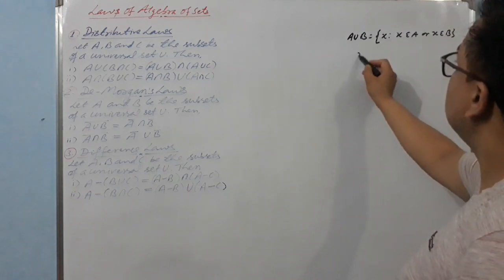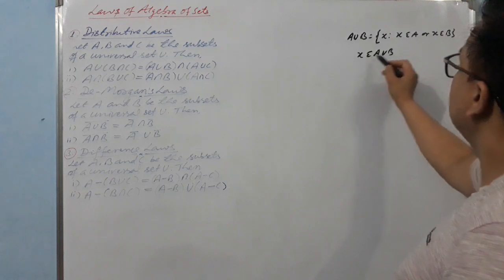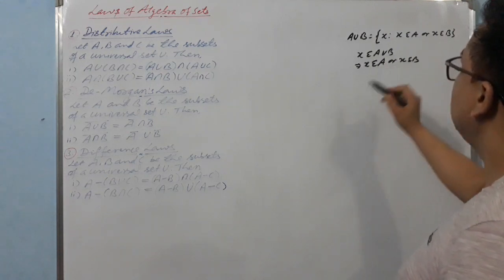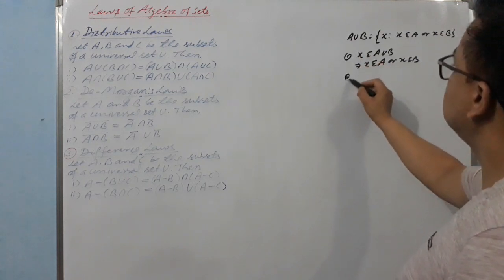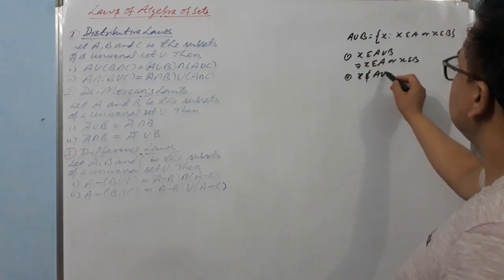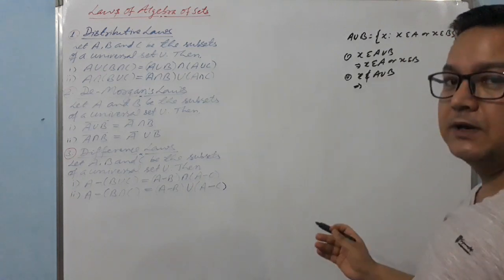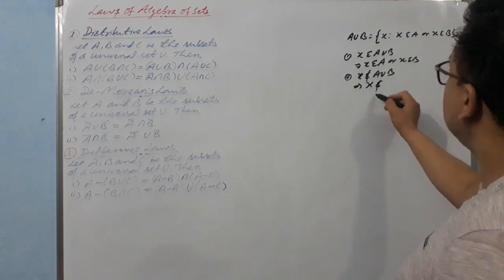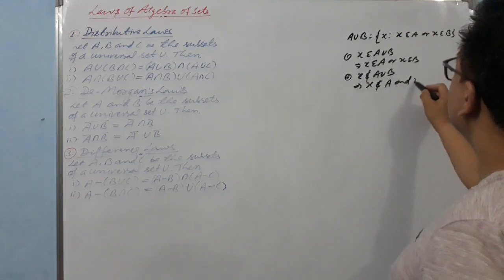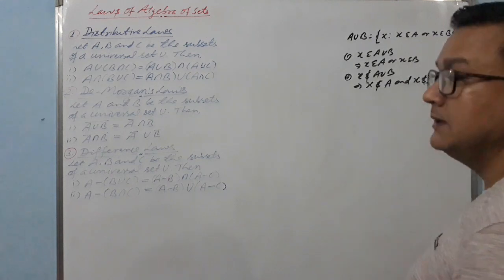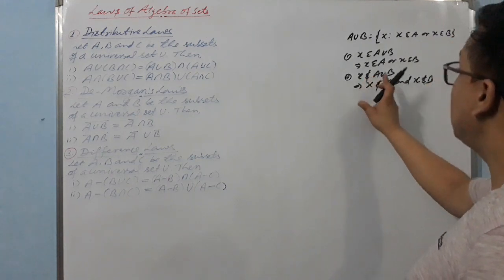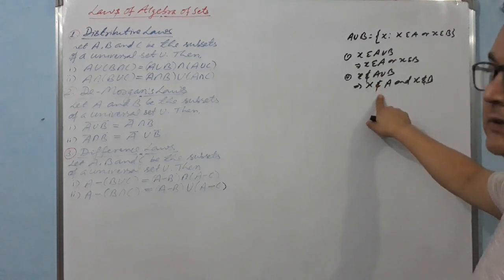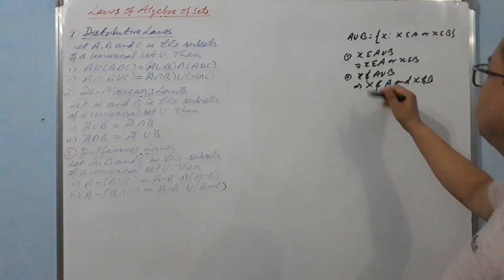And from here, if X belongs to A union B, you can write X belongs to A or X belongs to B. Second, if X does not belong to A union B, then it's sure that the element is not in A and not in B. So if X does not belong to A union B, it implies X does not belong to A and X does not belong to B.